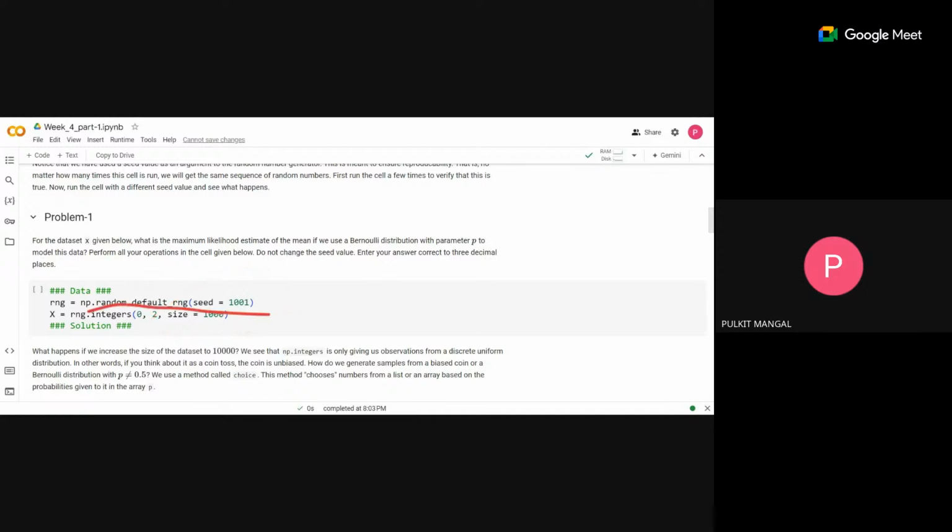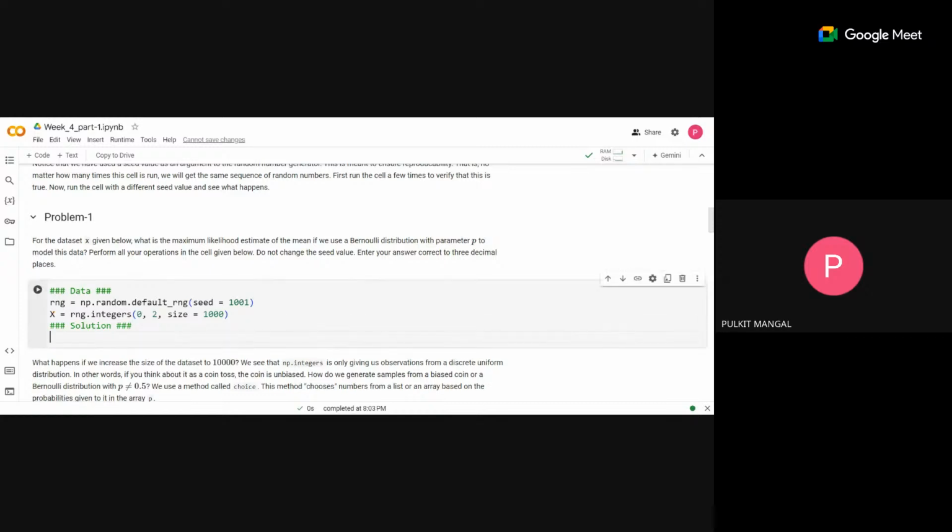So again, we are using rng equal to np.random.default_rng with this seed value. Then we are doing rng.integers with 0, 2, which means it will take either 0 or 1, and we are sampling 1000 data points. Here size means the number of data points. What we have to calculate is the MLE for the Bernoulli distribution. What is the MLE for the Bernoulli distribution?